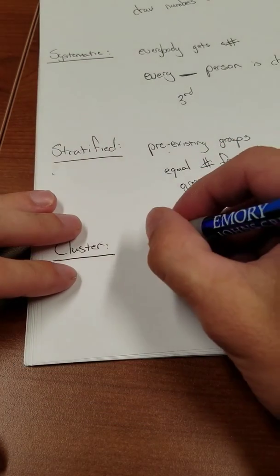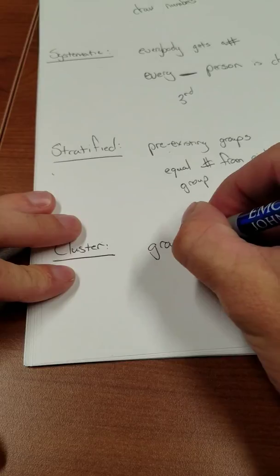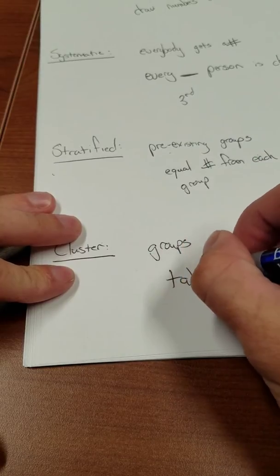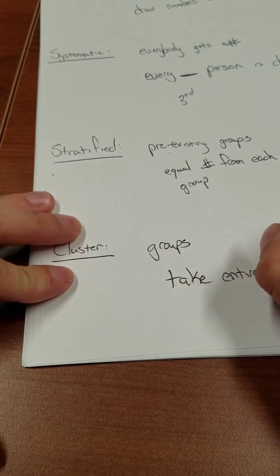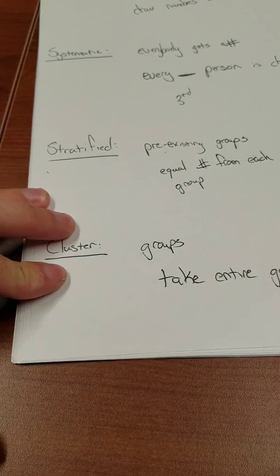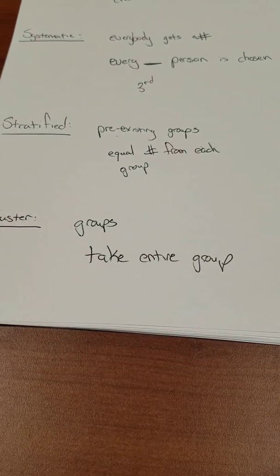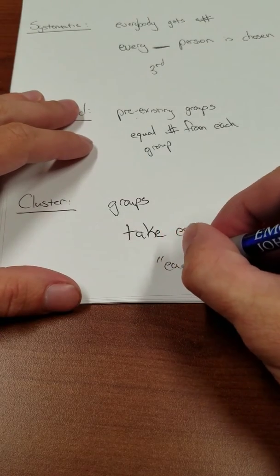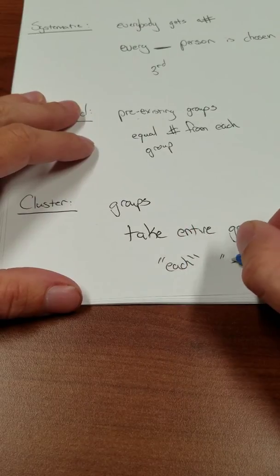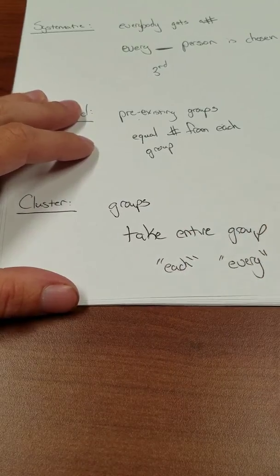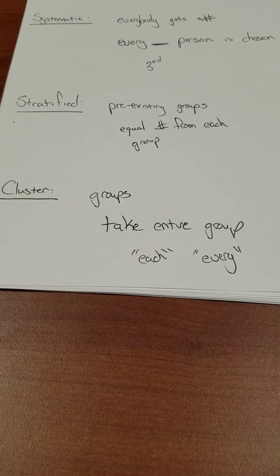Cluster is that you have groups, but you take the entire group. So this might be a deal where we break you into juniors, seniors, sophomores, and freshmen, and we take the entire junior class and the entire freshman class and survey them. That's a cluster sample. So if you see the words each or every, and it has to do with grouping, you know you're talking about a cluster.